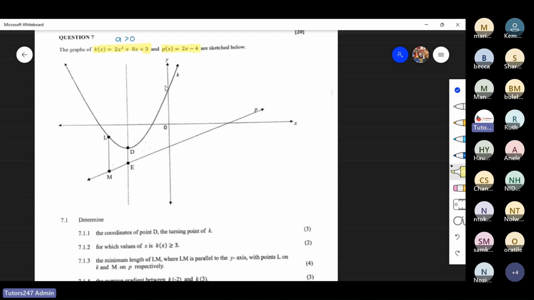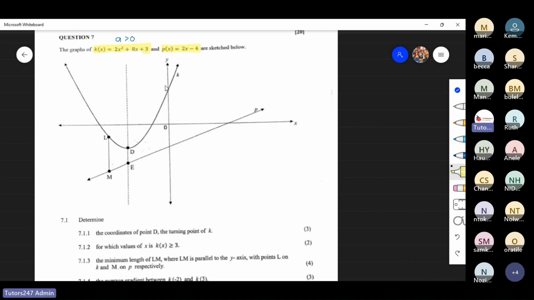How do we know that? We know that because k of x, the highest degree is 2, meaning that the highest exponent is 2. So because of that x squared, we then know that it is a parabolic function. And a linear function, the highest exponent you'll find is 1.